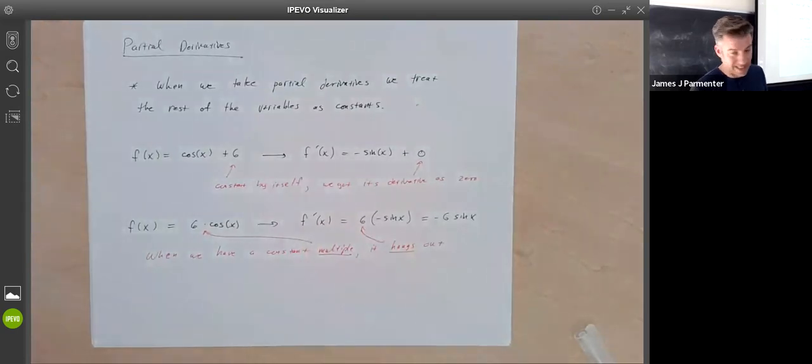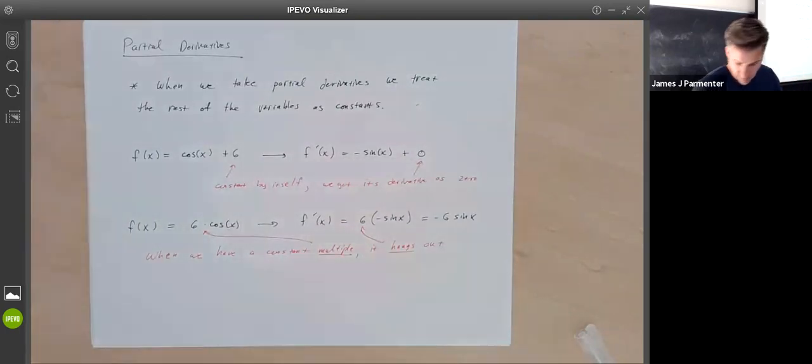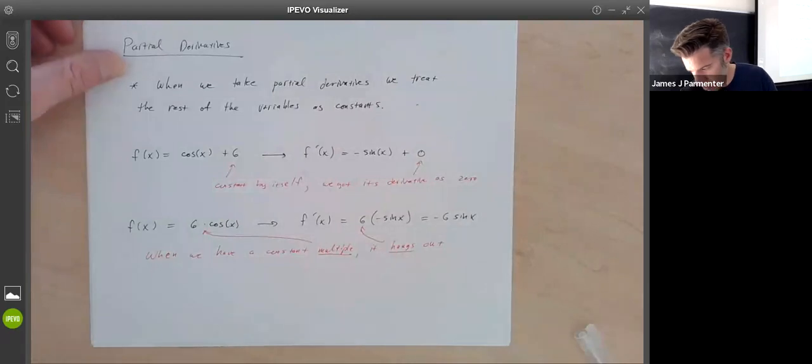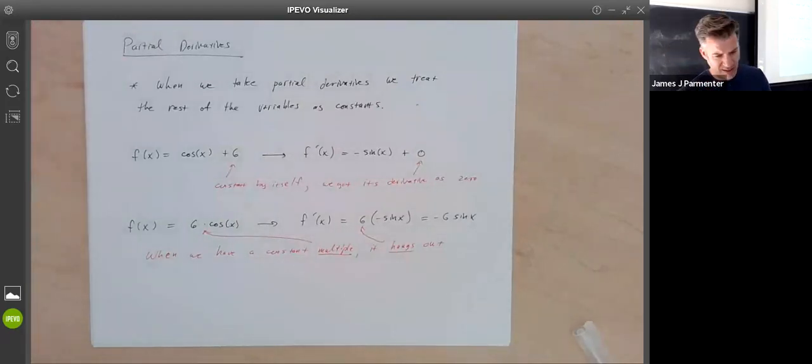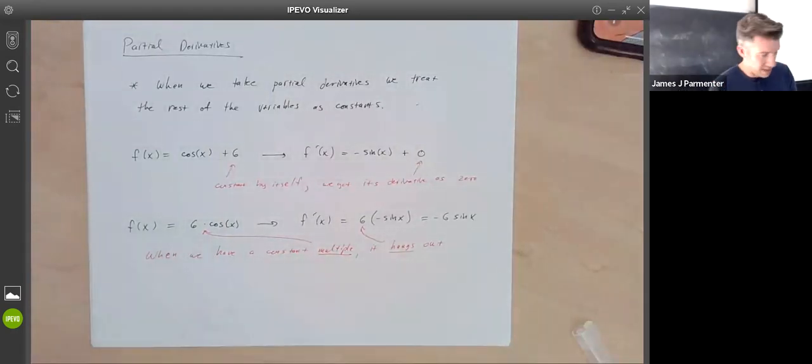And that same idea still applies whether your constant is 6 or whether your constant is y, because we're differentiating with respect to x. It takes a little bit of getting used to seeing a variable and saying, oh, that's just a constant. But that's what we do.